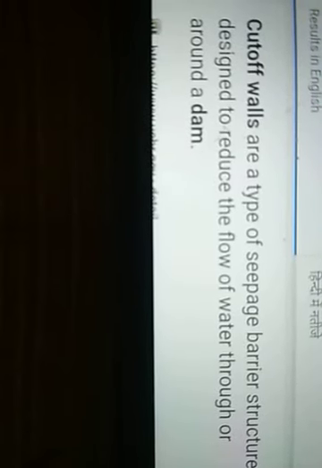So the definition of cutoff wall is: cutoff walls are a type of seepage barrier structure designed to reduce the flow of water through or around a dam. Okay, in another way, cutoff walls are used to exclude groundwater from an excavation or to minimize the requirement of dewatering, pumping.